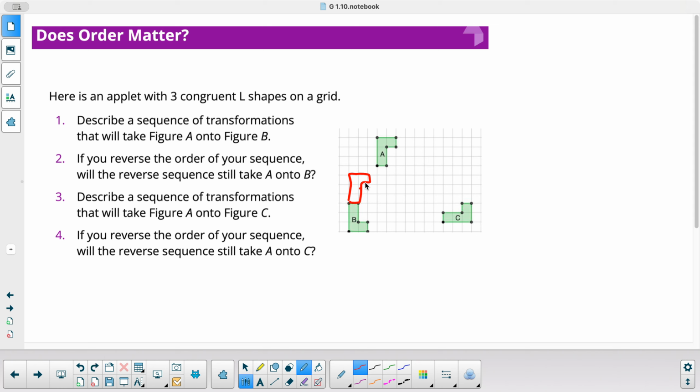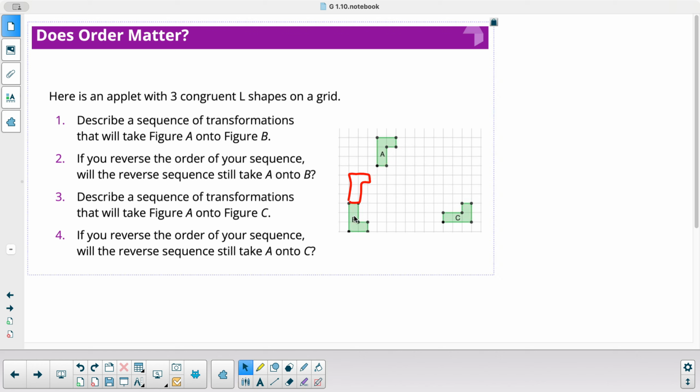All right, if you reverse the sequence, so, whoops, go back here. If I reverse the sequence, does it still work? So I'm going to reflect it here. So if I flip this thing, so I've reflected it first, then I go left 3, down 4, and it sure does work. So the answer is yes.